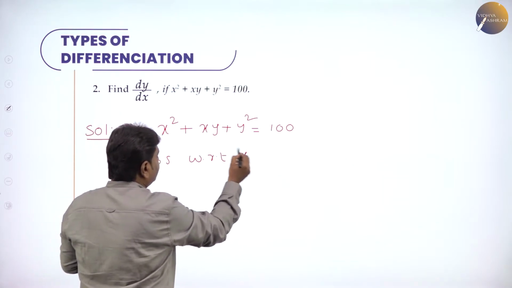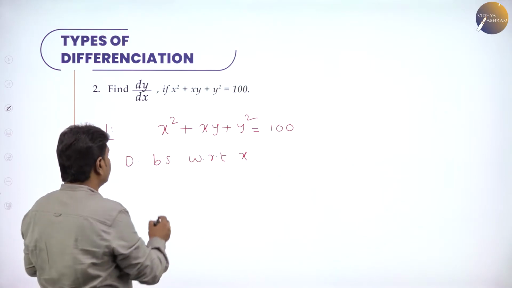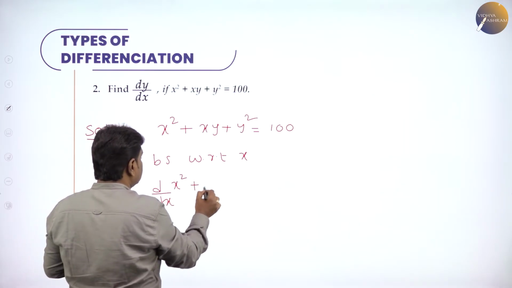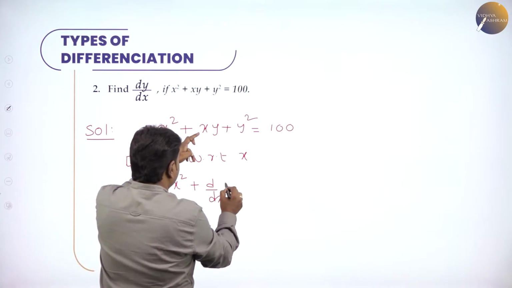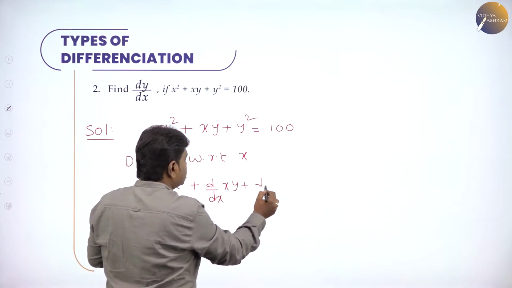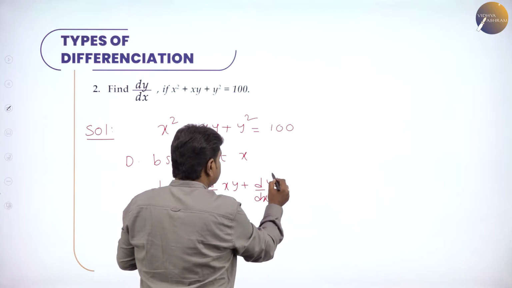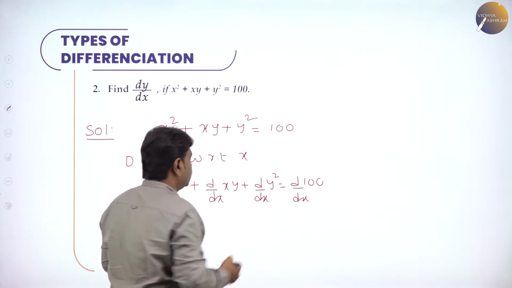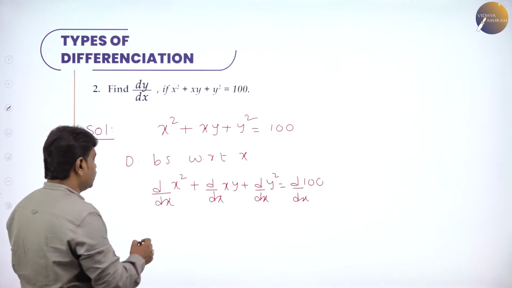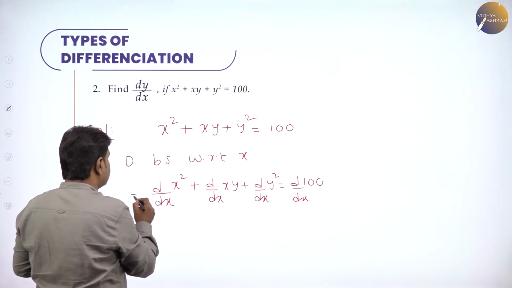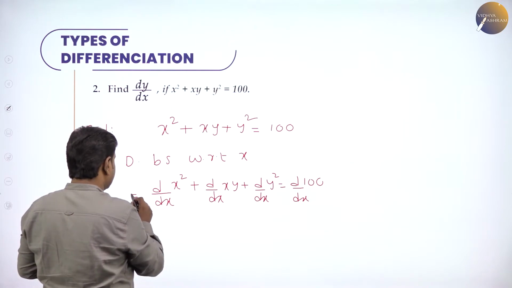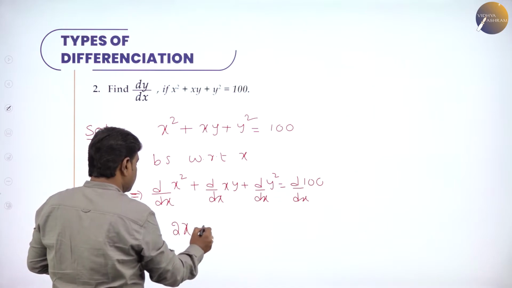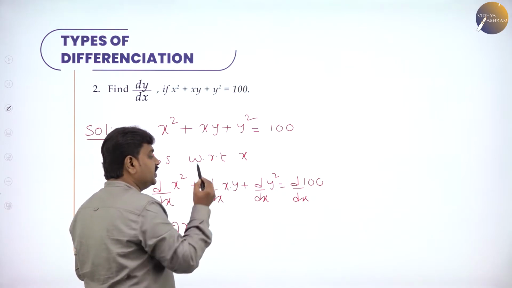X. Differentiate both sides with respect to x, then it will become d by dx of x square plus d by dx of xy plus d by dx of y square is equal to d by dx of 100. Further, d by dx of x power n. So d by dx of x square is 2x plus, please observe, this is x into y.